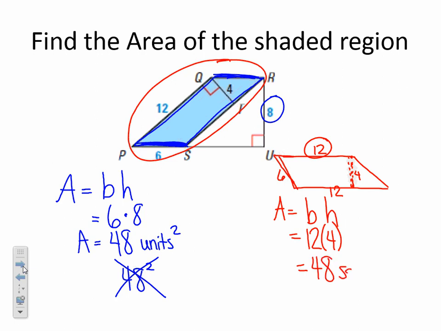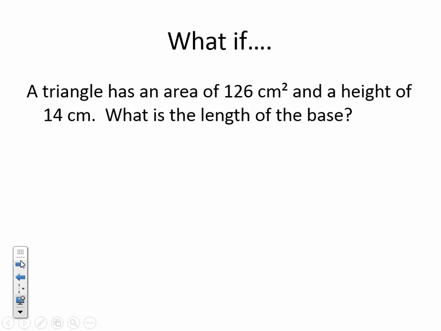So now if I take 12 times 4, guess what I get? It's 48 square units. So no matter how you look at it, or you can say unit squared like I did on the last one, it doesn't matter. But the formula is still going to be the same because it's a parallelogram. We always have to use that same formula. Okay, what if we switch up the word problem a little bit here?